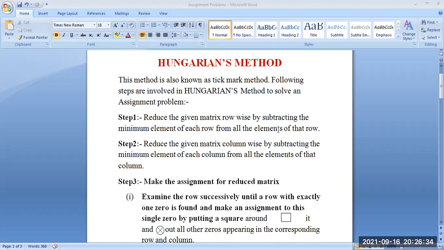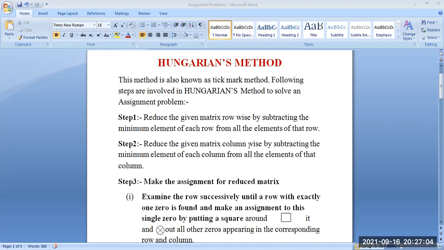What will we do? For example, if we choose the first row, we will find the minimum element and subtract that minimum element from all the elements of that row, right? So that we create at least one 0 in each row. Similarly, step number 2, reduce the given matrix column wise.